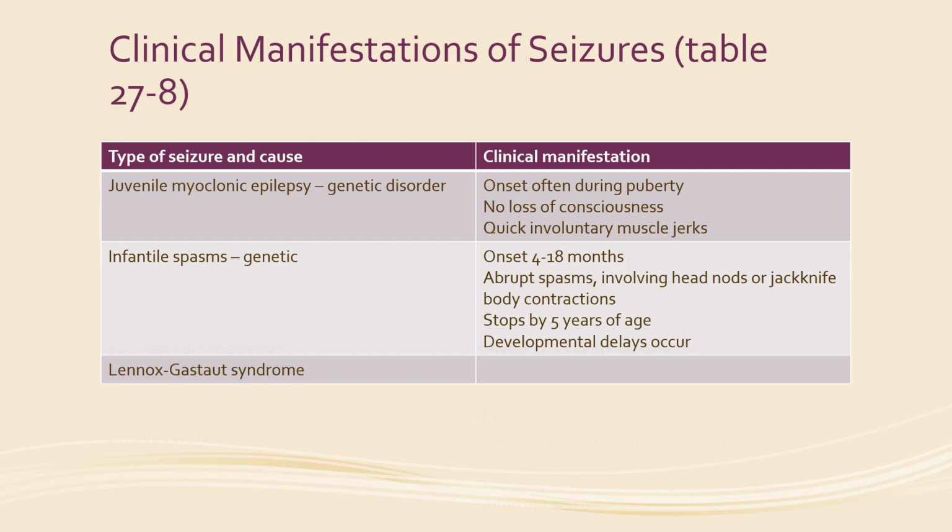Juvenile myoclonic epilepsy is a genetic disorder. So if they have a family history of that, make sure you're watching for these quick involuntary muscle jerks, especially during puberty when it peaks.